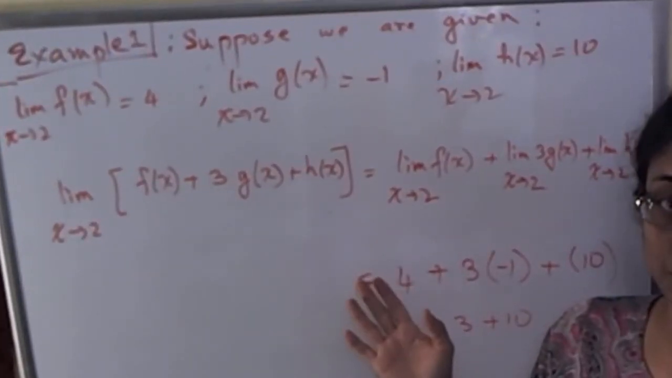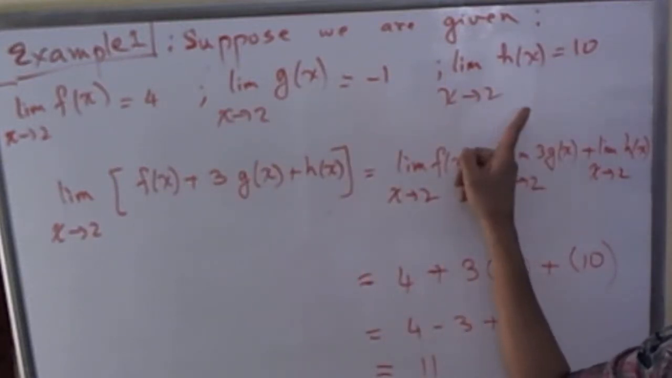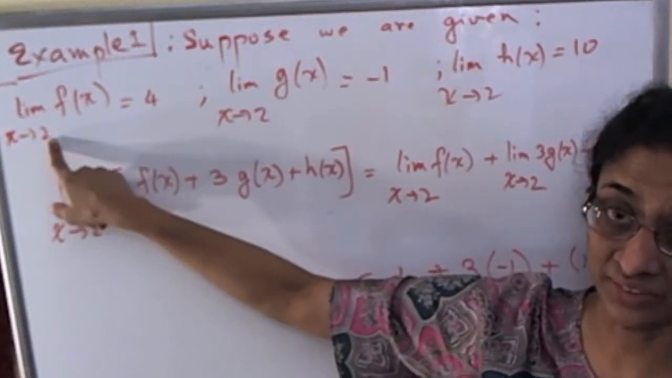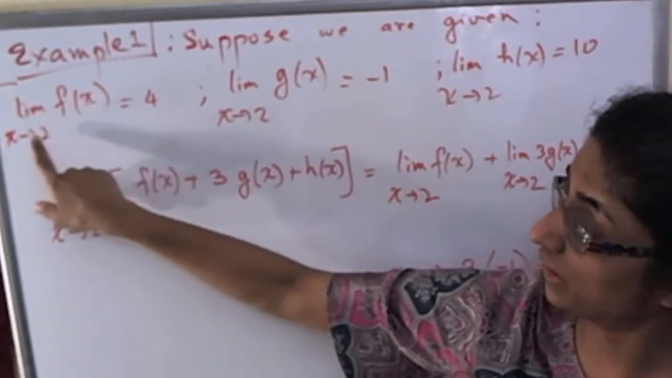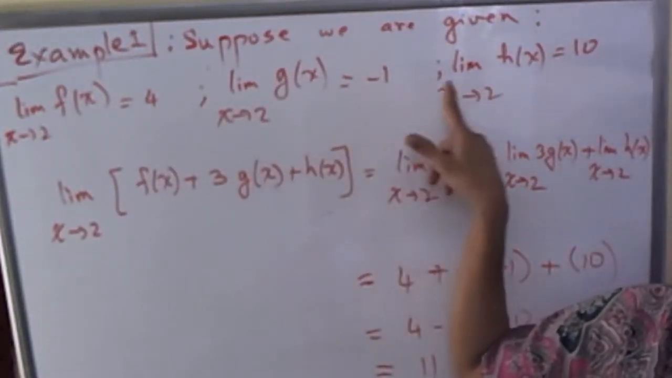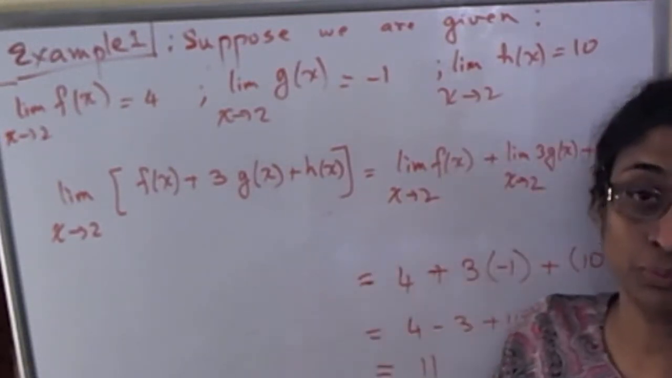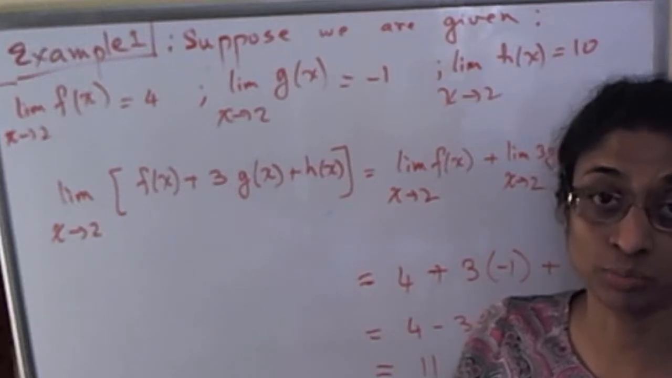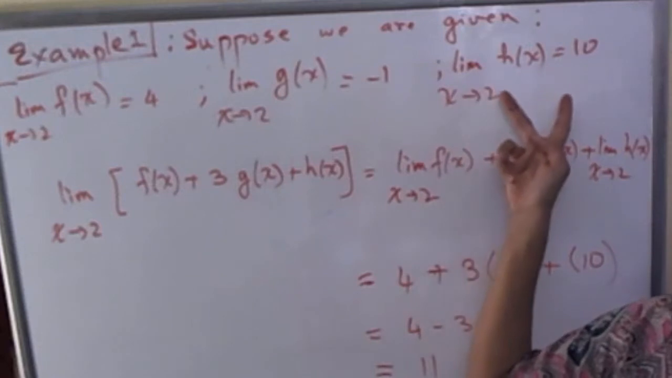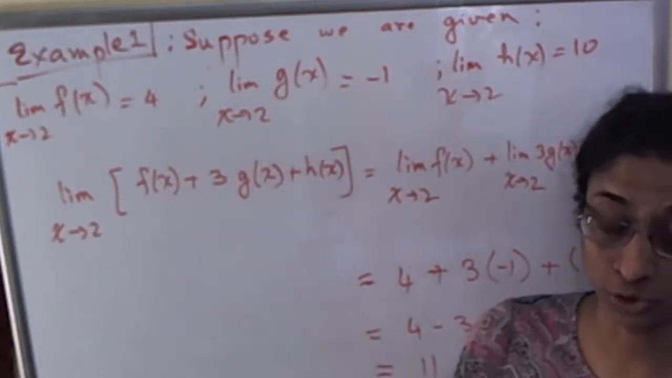Suppose we are given this information about three functions f, g, and h, namely, their behavior very close to the point 2 on the x-axis. So here, limit of f of x as x approaches 2 is 4, limit of g of x as x approaches 2 is -1, limit of h of x as x approaches 2 is 10. So we don't have information about the graph of those functions or a formula for those functions. All we have is this behavior of the function for values of x very close to 2. We're given information about the two-sided limits.